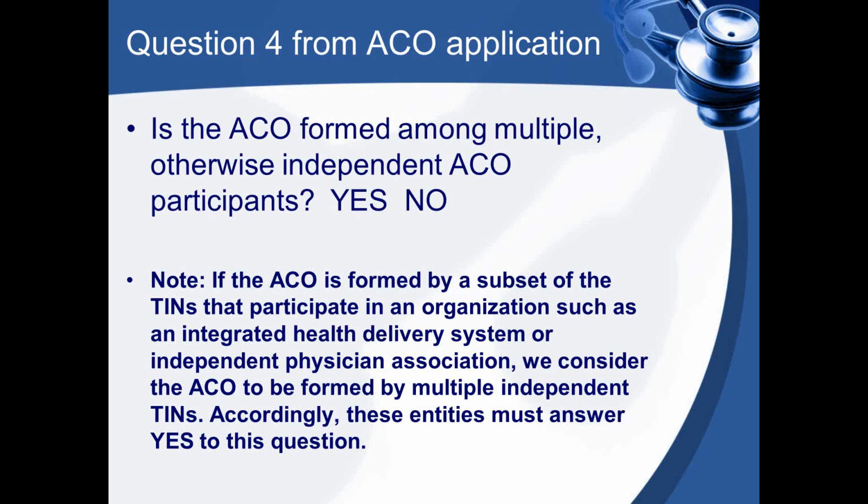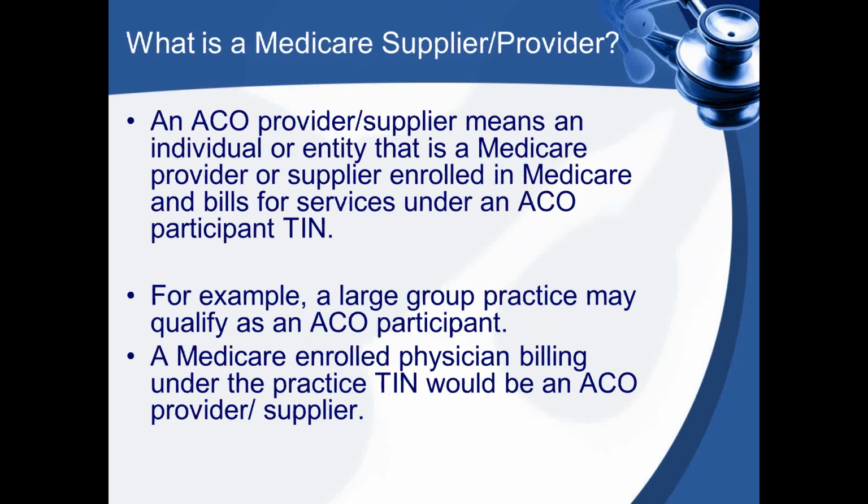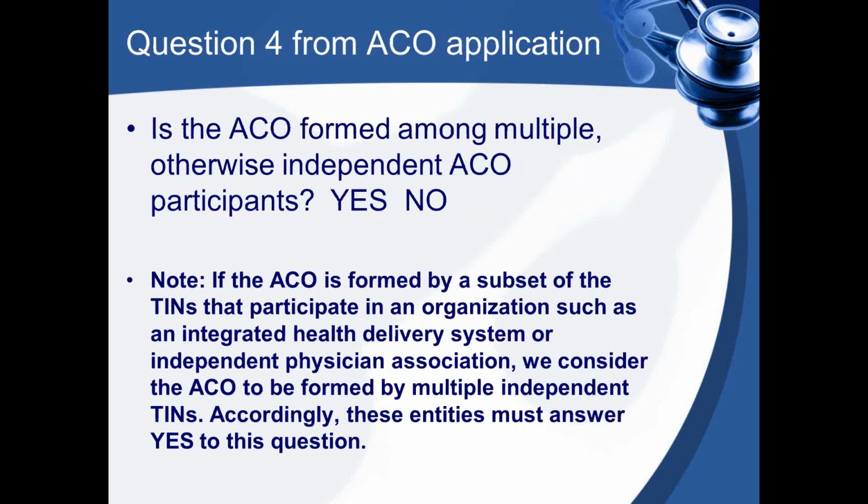So basically, what they're saying here is that under the IPA, each one of us that has a tax ID clinic is an independent Medicare participant. Now, how does that differ from a Medicare supplier and provider? Well, providers are people that bill under that Medicare tax ID. So providers that bill under their clinic's tax ID are ACO providers. So a large group practice is the ACO participant, but it's the Medicare enrolled physician billing under the practice TIN that would be the ACO provider and supplier.